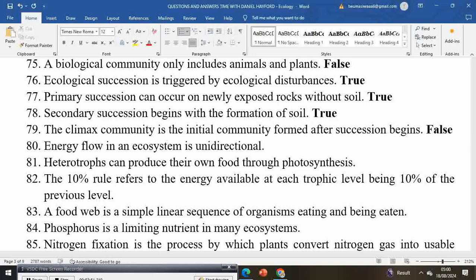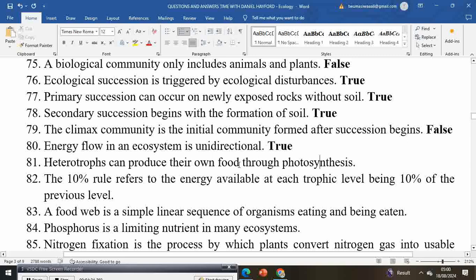Question number 80. Energy flow in an ecosystem is unidirectional. Is this one true or false? Question number 80. It is true. Remember, we say energy flows and chemicals cycle. You can give an explanation to this statement as a comment. Energy flows and chemicals cycle. Explain.